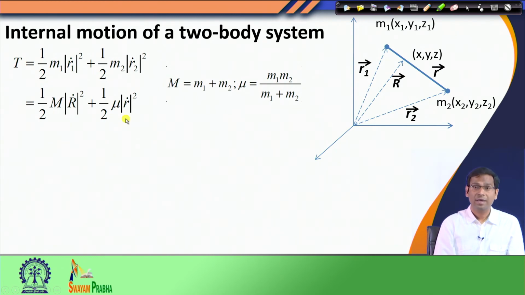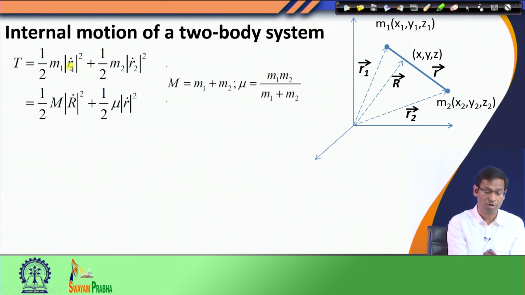So, I have two different ways of describing the system, one in terms of r1 and r2, another in terms of small r and capital R. No matter how I define my system, I can always write down the corresponding kinetic energy of the system in these two ways. The first line shows the kinetic energy of the system, where half m1 v1 square, half m2 v2 square. So, r1 dot simply indicates the time derivative of the position vector corresponding to particle m1. So, this is the sum of the kinetic energies of the two particles of mass m1 and m2.